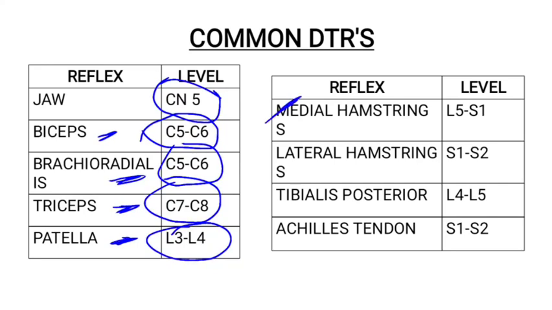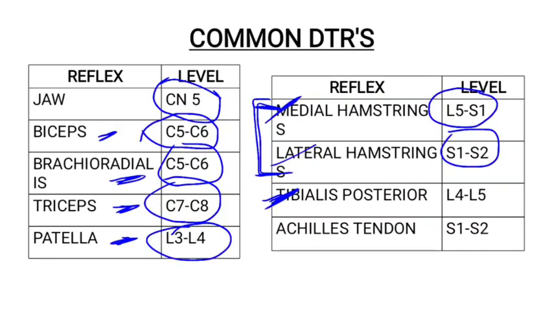In testing for your medial hamstrings reflex, you tap on your semimembranosus tendon, and this is assessing for L5 to S1 level, and the corresponding normal reaction should be knee flexion. For the lateral hamstring, it should be elicited at the level of your biceps femoris tendon, so the same action would occur as with your medial hamstrings, knee flexion, and this tests for the level of S1 to S2.